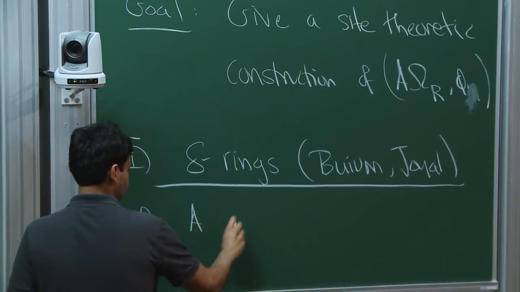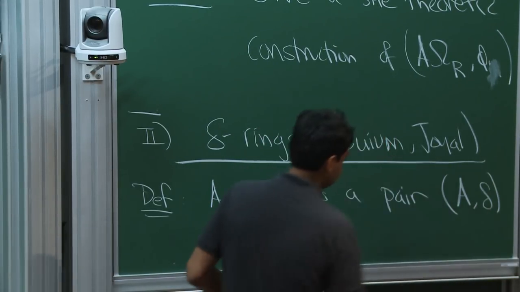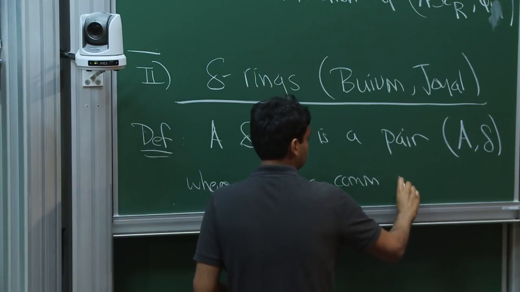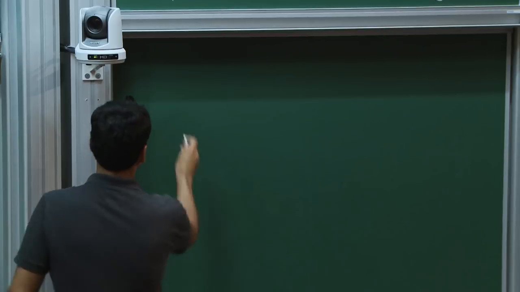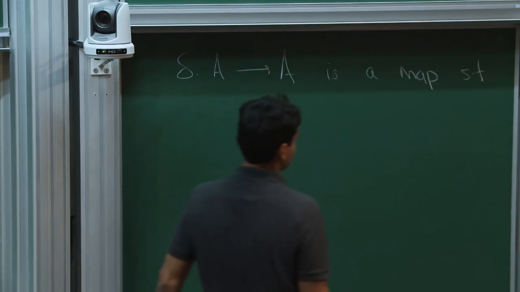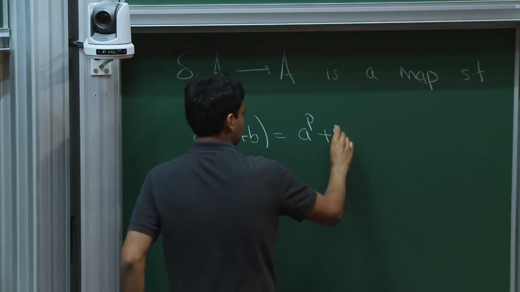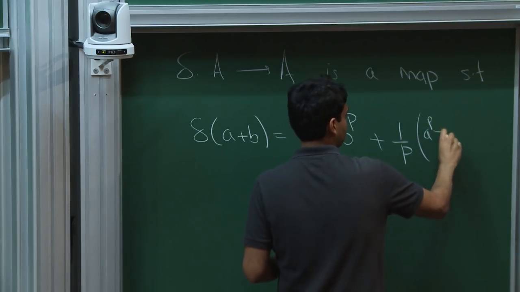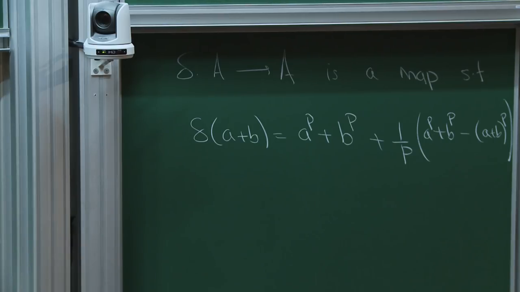So it's the following. A delta ring is a pair (A, delta), where A is a commutative ring, and delta is a map of sets from A to A, which behaves in a predictable way with respect to addition and multiplication. So delta of a plus b looks like delta(a) plus delta(b) plus 1 over p times the quantity a^p plus b^p minus (a+b)^p. You think of that as a polynomial whose coefficients are divisible by p.